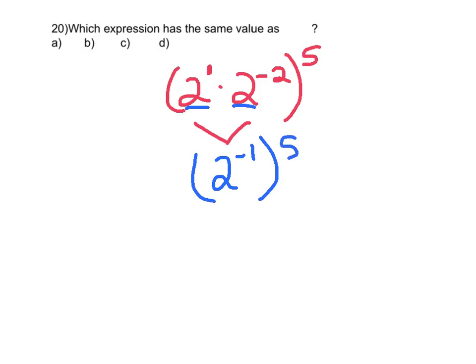Now we're going to take that to the fifth power. Now remember, with a power to a power, you multiply those. So you're going to take negative 1 times the 5, so 2 to the negative fifth power. And if you look at your options there, that is option B.